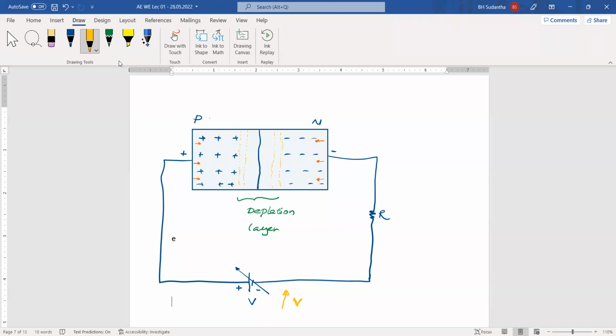Then when we increase this voltage more, what will happen? More positive charges will be collected at the terminal, and it pushes these majority carriers more towards the junction, and it creates much more force on these majority carriers. Because of that force, they are moving towards the junction, and as a result, what will happen? The width of this depletion layer is decreasing. Is it okay?